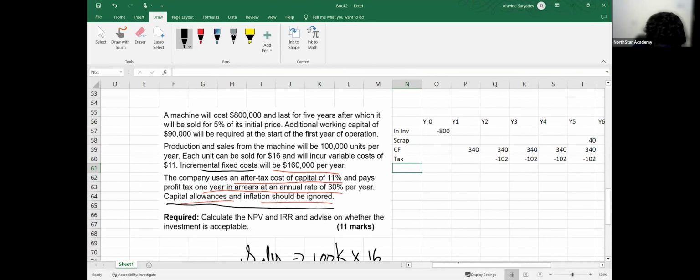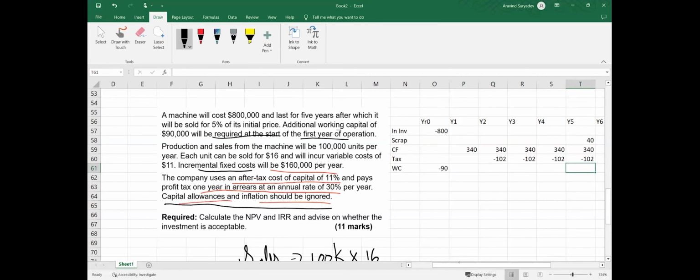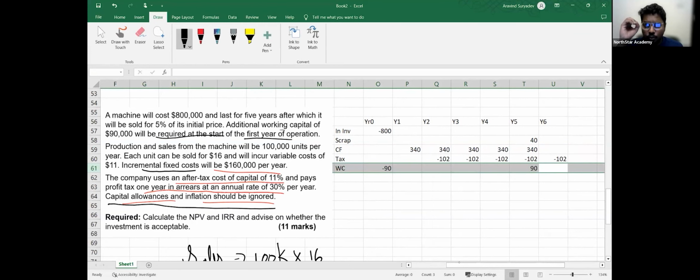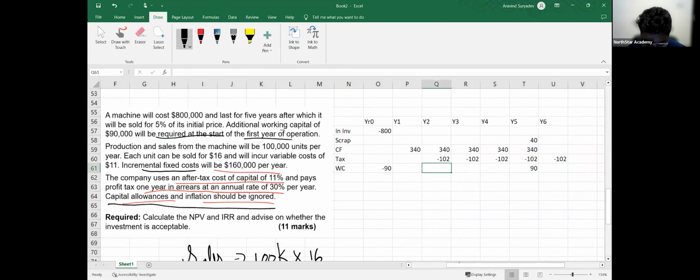Is there working capital? Additional working capital of 90,000 will be required at the start of the first year. Start of first year means when is that additional working capital coming in? End of Year 0. Year 0 only, correct. So working capital will come up in year 0 only. And when will I get it back, guys? End of year 5. Net effect, that line will sum to 0. Why? Whatever money you put in, you get it back.